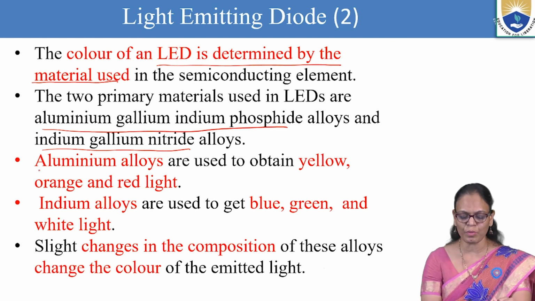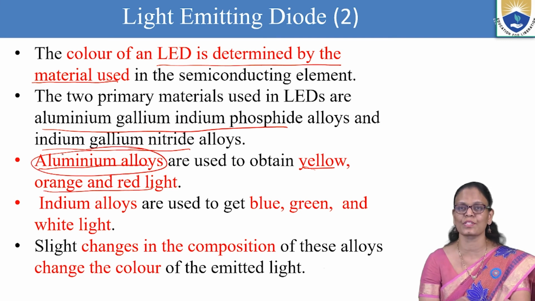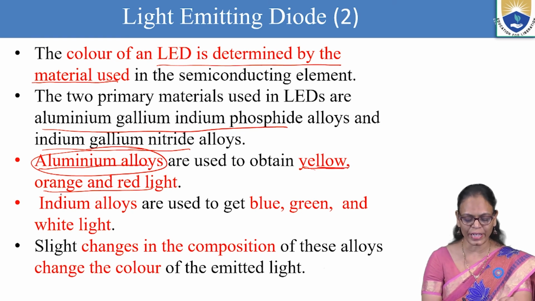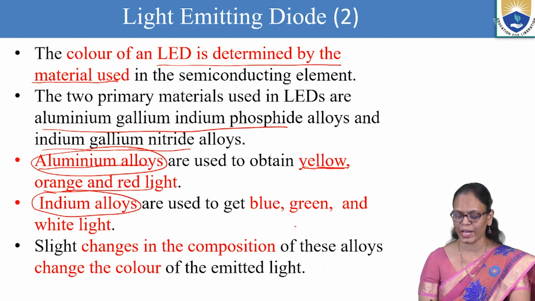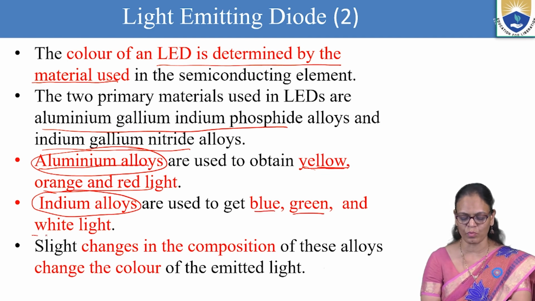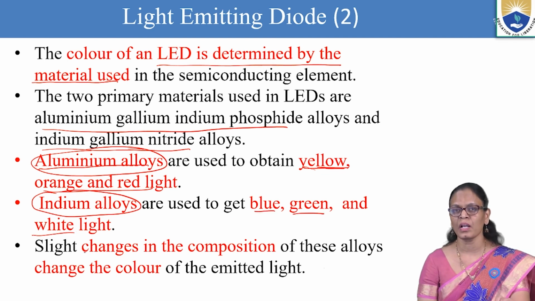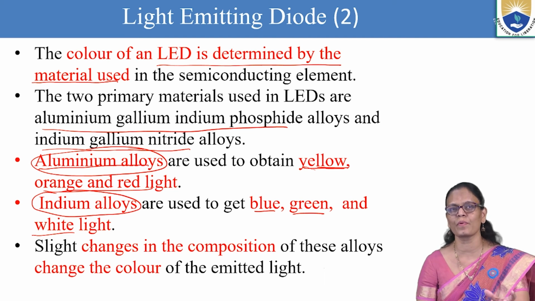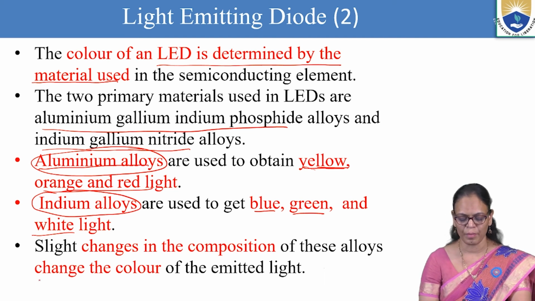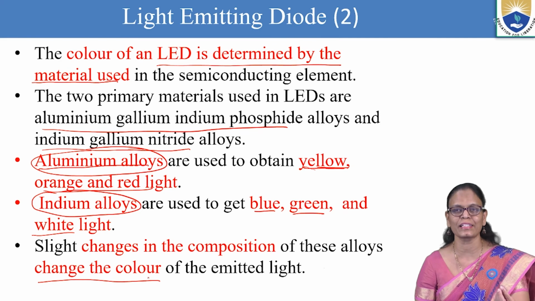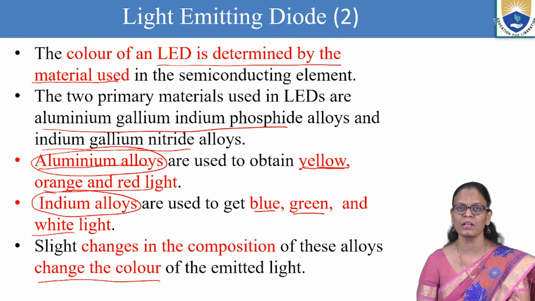In aluminium alloys, we get yellow, orange and red. When these alloys are used, you get the yellow, orange and red light. And when indium alloys are used, we get the blue, green and white light. And slight changes in the composition of these materials may change the color. You may get a slightly different color when the composition varies.